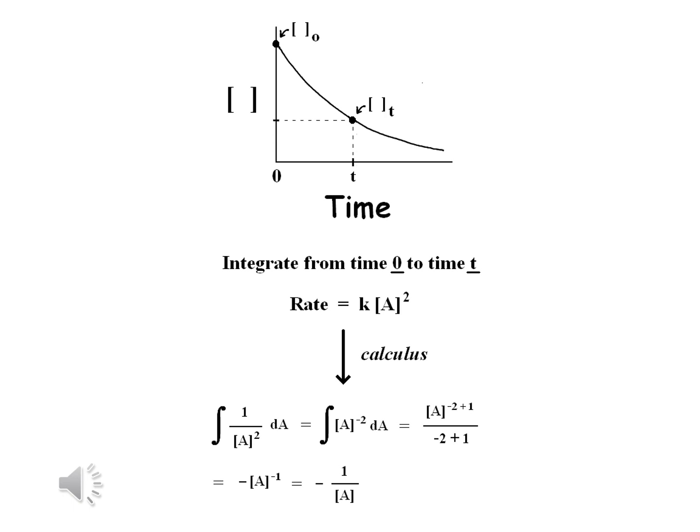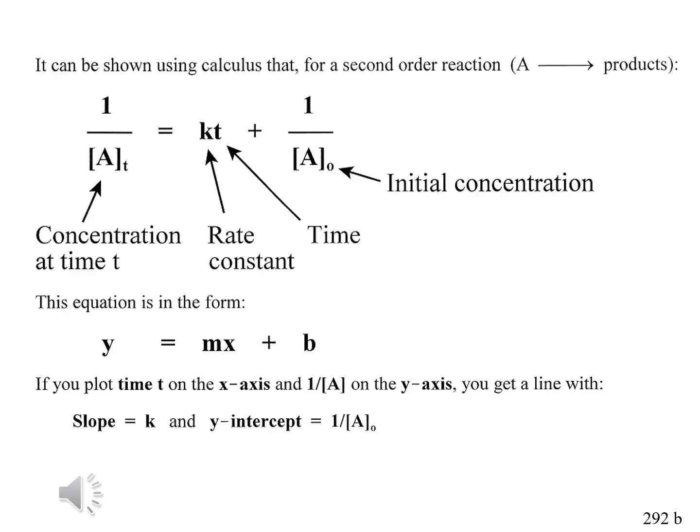And if you simplify that, it comes out that the integral equals the reciprocal of a, not the natural log. And that's the reason why the second order time equation has a reciprocal, or 1 over a, in it. The thing is that when you get it from simplifying the calculus, it's already in the form of a line. You don't have to do anything with it.